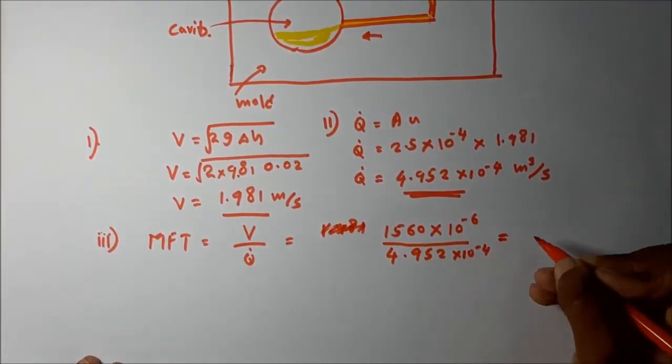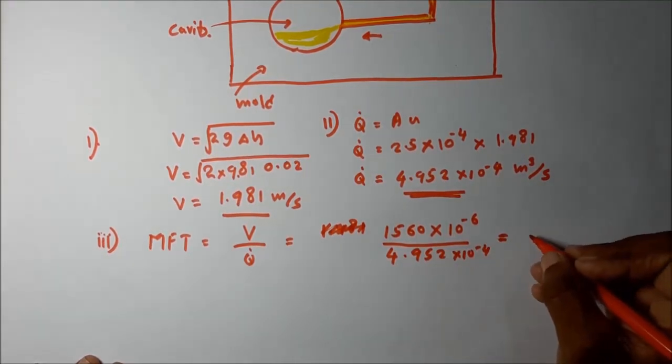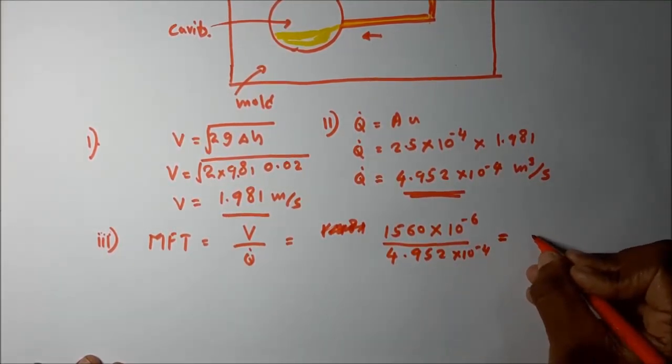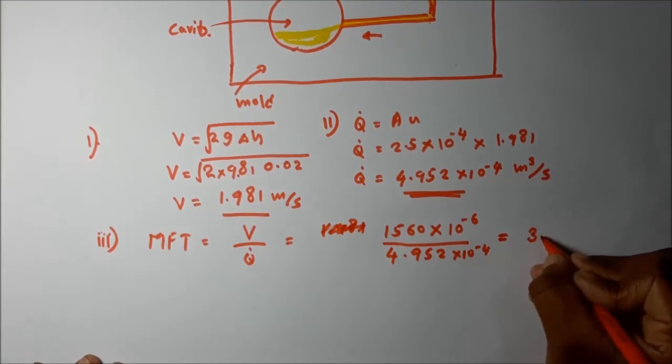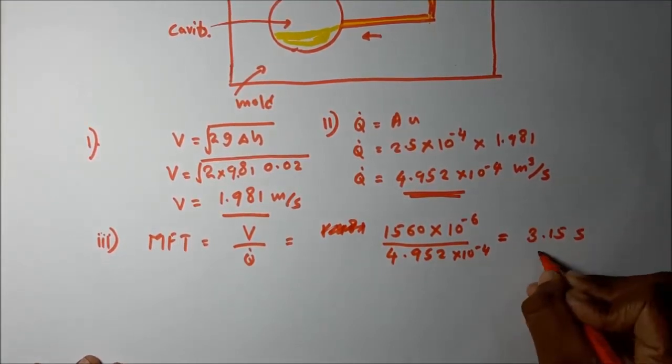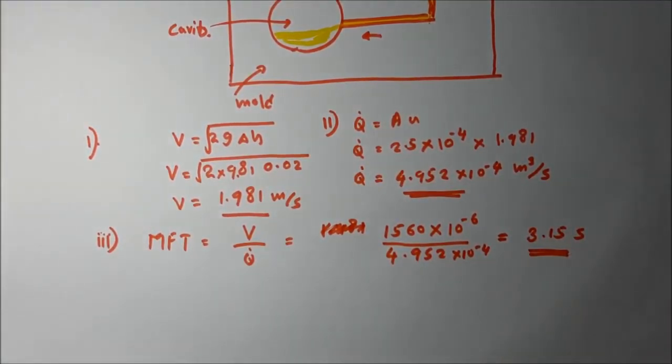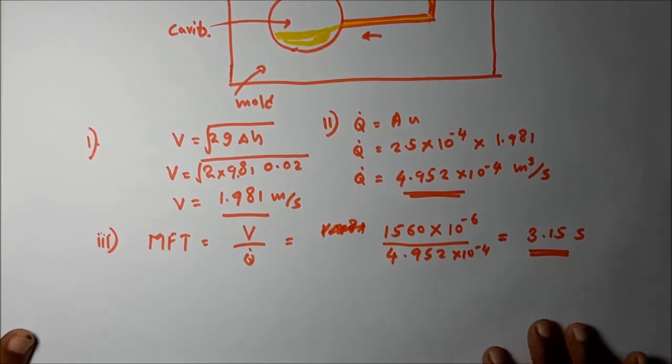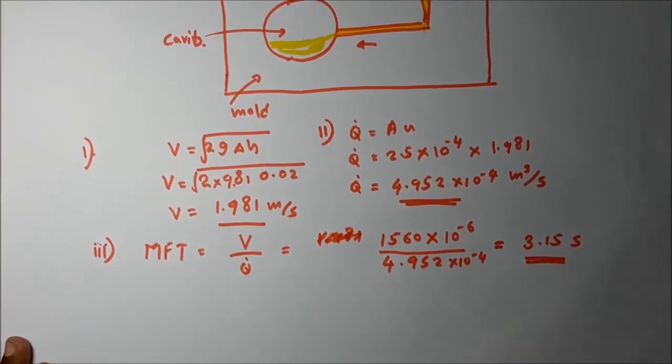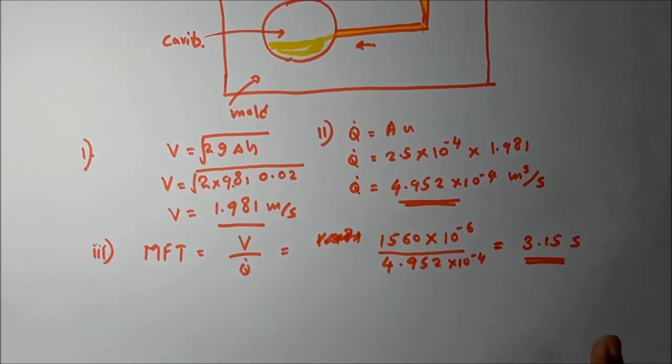So then the total mold filling time, if we calculate, is equal to 3.15 seconds. Okay. This is how we are calculating the mold filling time in metal casting.